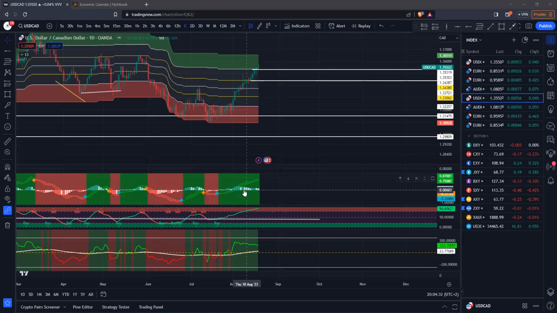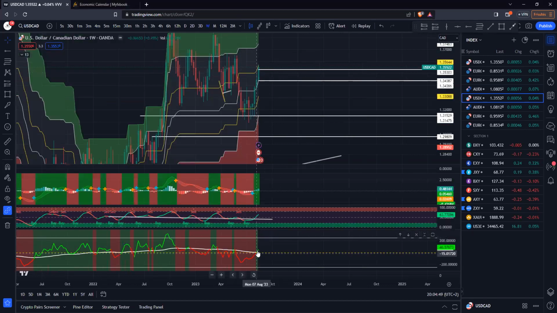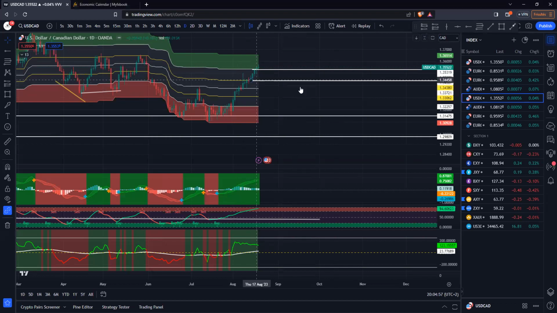So everything is above the zero line. What I would like to see is a bounce back on the zero line and a continuation move. That is what I would like to see. Even on weekly, the momentum has just started. So I would like to say a small correction and then let's see a further movement.